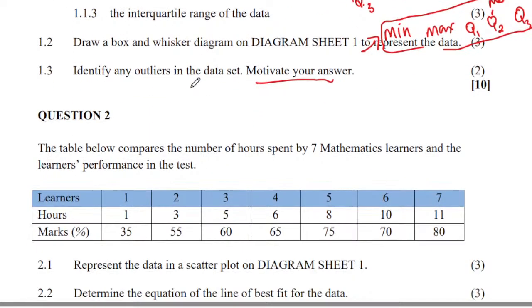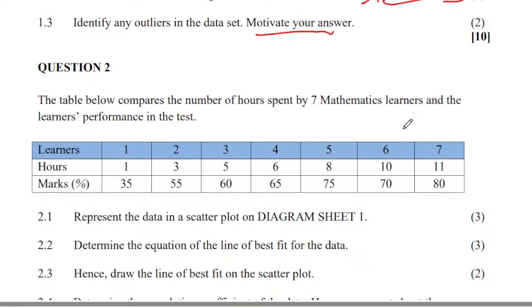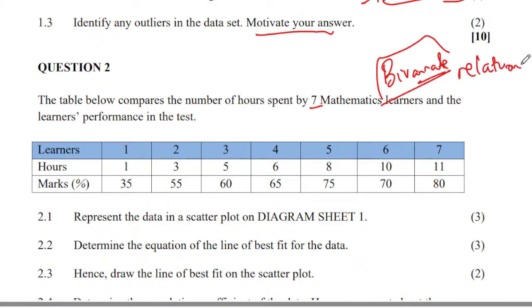Then question number 2, which is also statistics. This deals with what we call bivariate data, the 2 variables. The table shows the number of hours spent by learners and then the marks, how many hours you spend in preparation. In other words, with this kind of data, they're looking for a relationship between the data. Is the data related? That's what we call correlation.